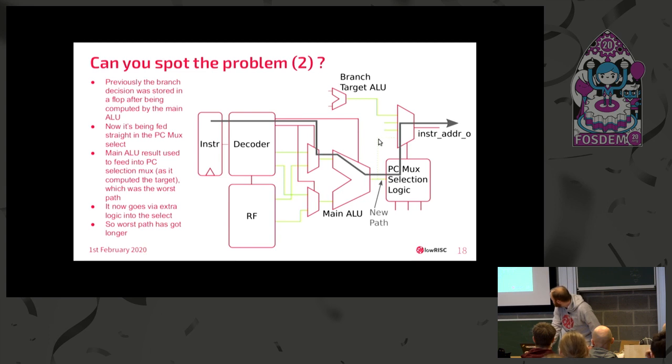We have just removed this dotted line, because we now have this branch target ALU. And we've introduced this new line here. This is the condition coming out of the main ALU, and it feeds into the PC mux selection logic. So what we've done is we've taken what was the longest path in the design, namely this dotted line here, and we've added just a little bit of extra stuff onto it, because we've now put the PC mux selection logic in there because we're no longer saving the condition, we're using it immediately. And this has slowed us down.